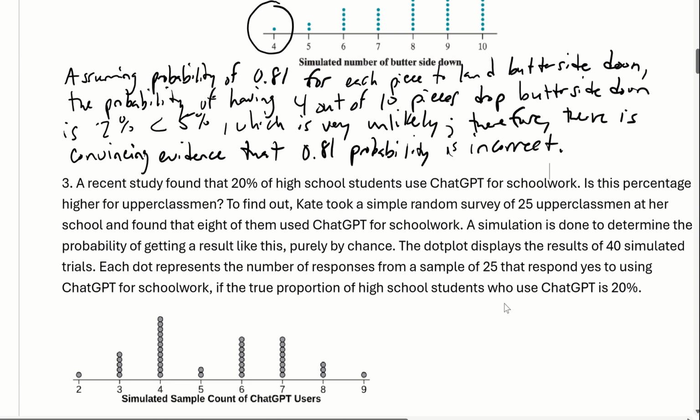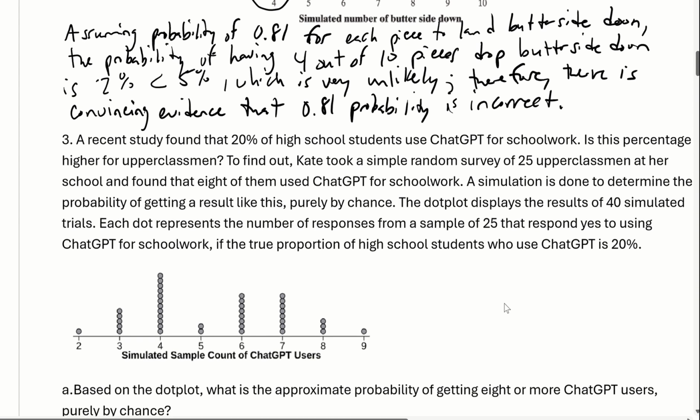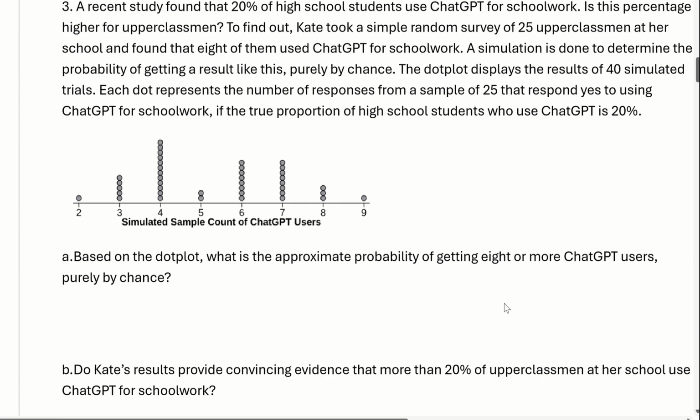All right, so hopefully that logic made sense. So for number 3, a recent study found that 20% of high school students use ChatGPT for schoolwork.